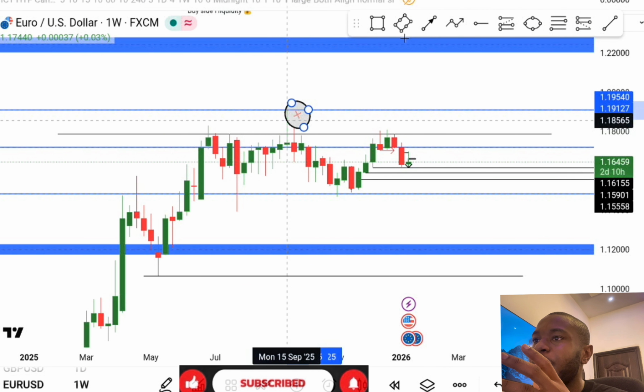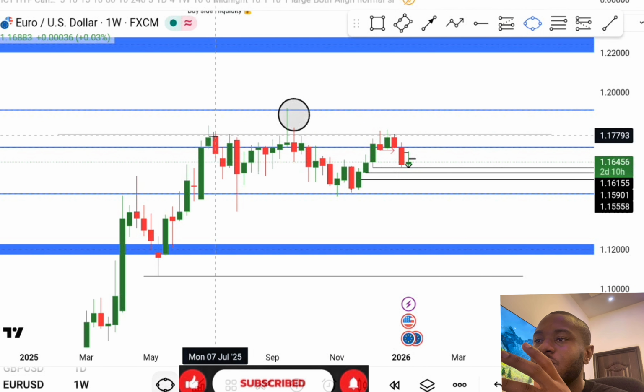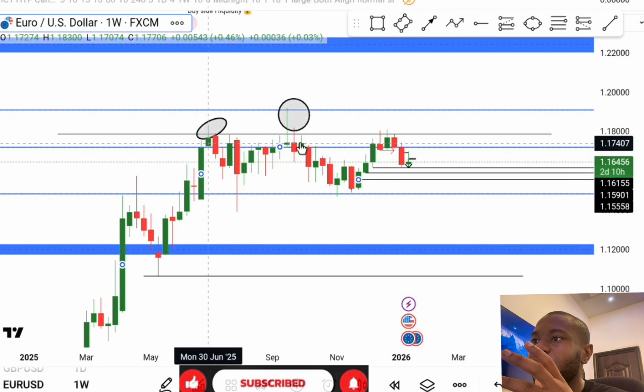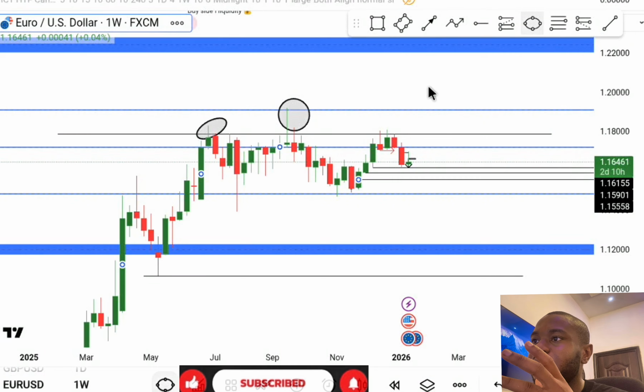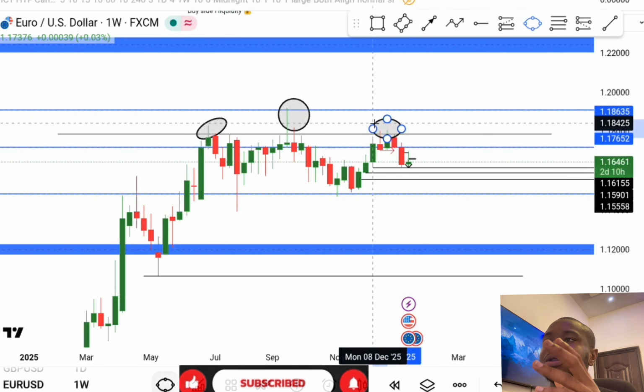You can see it very clearly. I hope you can see. You have to stick with me so that I can break down this Euro USD chart so that you can actually understand what's happening on Euro USD.